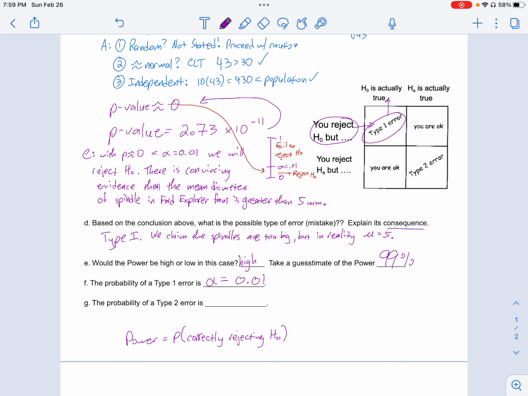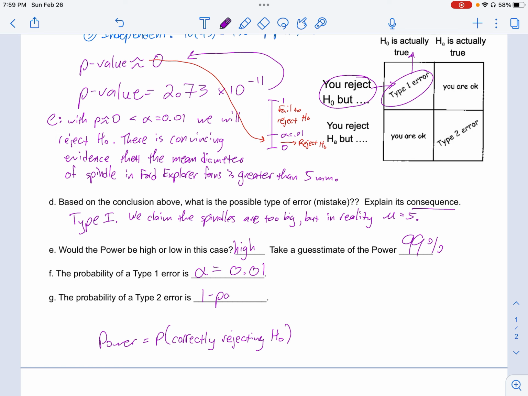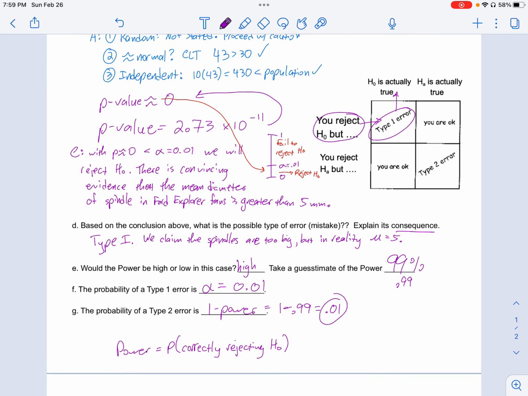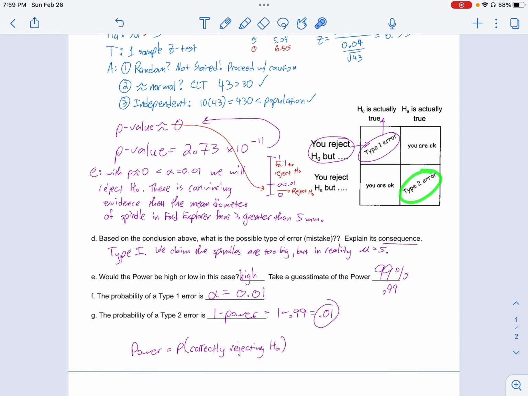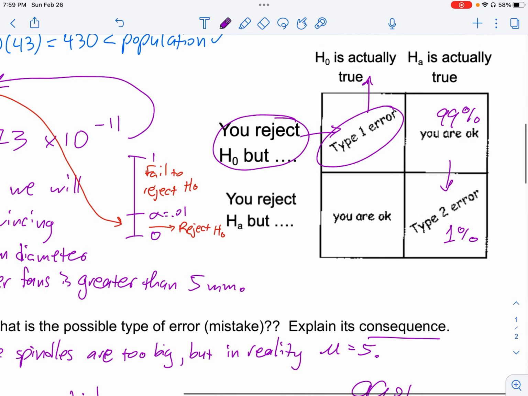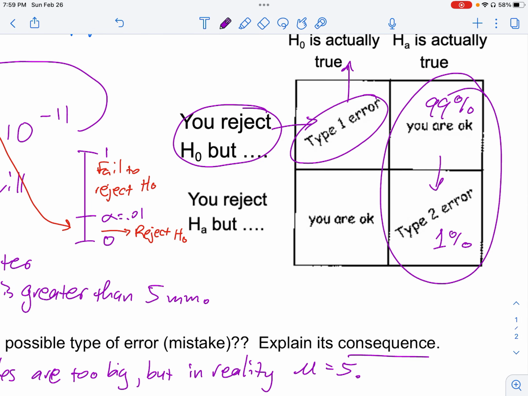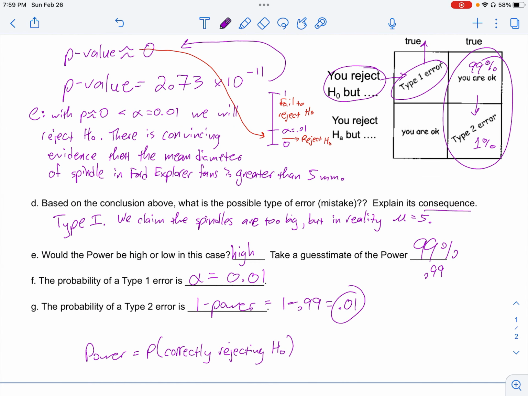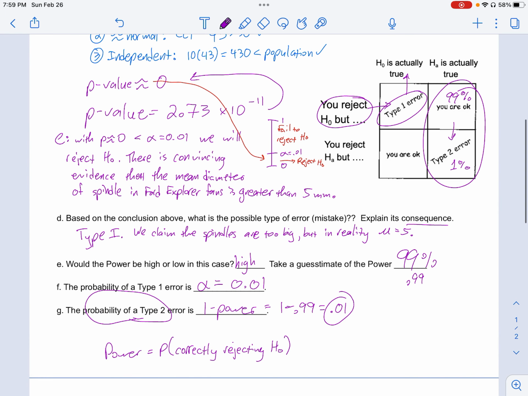Probability of a type 2 error is 1 minus the power. So 1 minus 0.99. I put this as 0.99, so a 1% as well. Probability of type 2, remember, is this. So if this box was a 99% error, then this box is a 1%. Okay? These go hand in hand when you're talking about power and the probability of a type 2 error. All right, that's all.